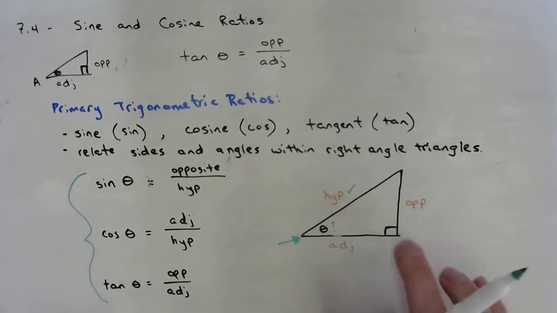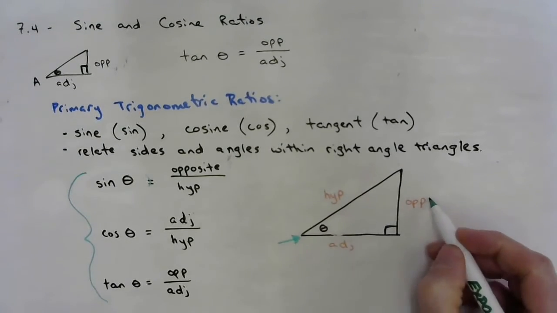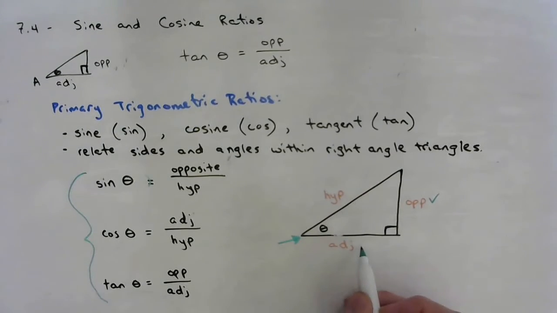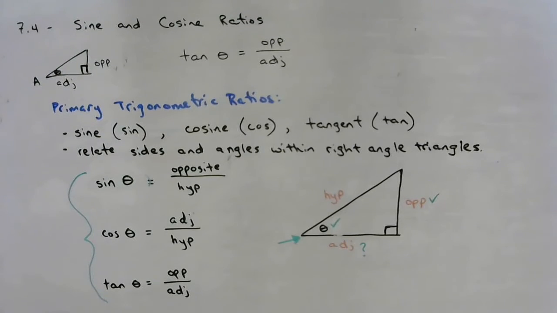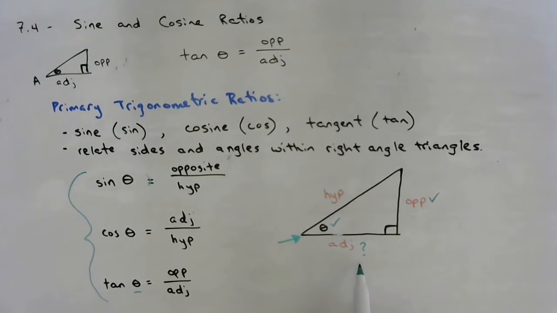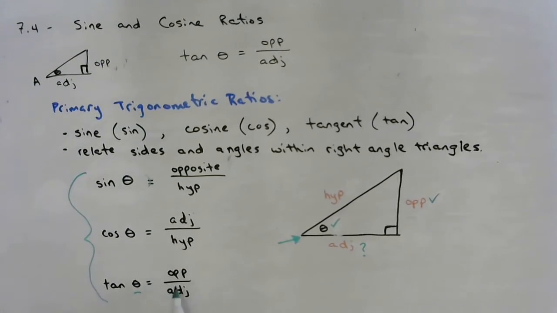Okay, quiz again. Let's say I know the opposite, I want to know the adjacent, and I do know theta. Which trig ratio am I going to use? I'm going to use tan because it's the one that involves theta, opposite, adjacent. I have two pieces of information. I'm missing the third piece, but I can figure it out using this equation.